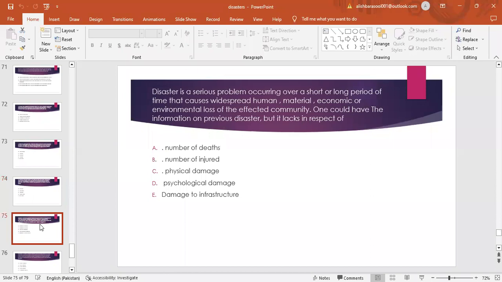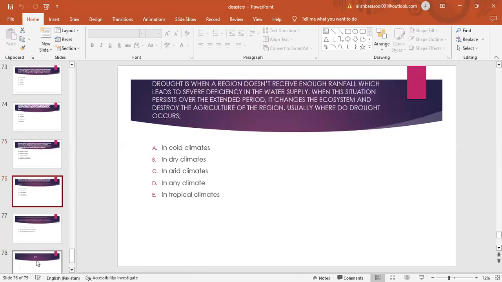Disaster is a serious problem occurring over a short or long period of time that causes widespread human, material, economic, or environmental loss of the affected community. One could have the information on previous disaster, but it lacks the respect of A. Number of deaths, B. Number of injured, C. Physical damage, D. Psychological damage, E. Damage to infrastructure. D. Yes, D is the right answer.